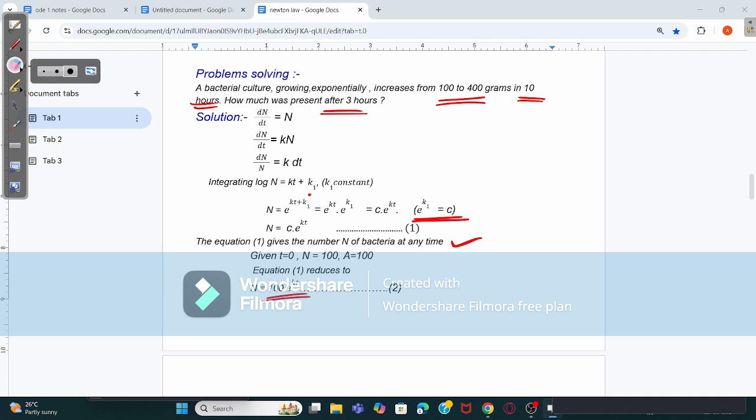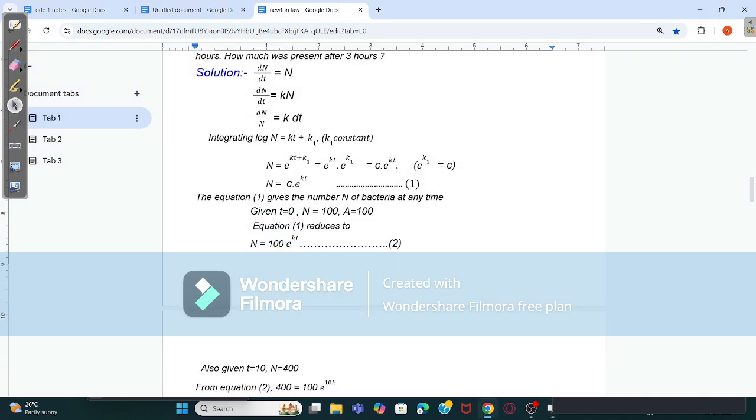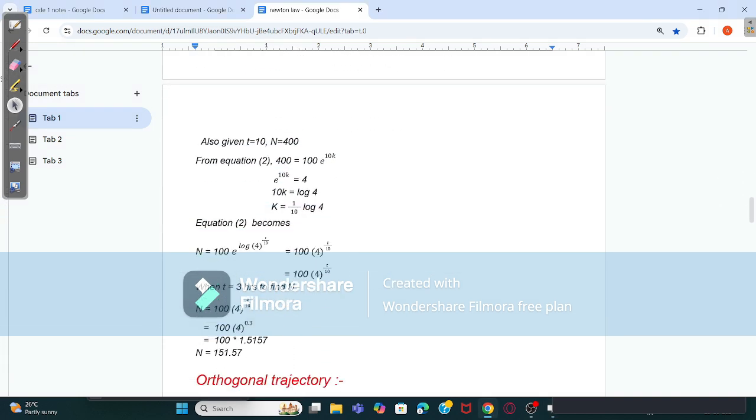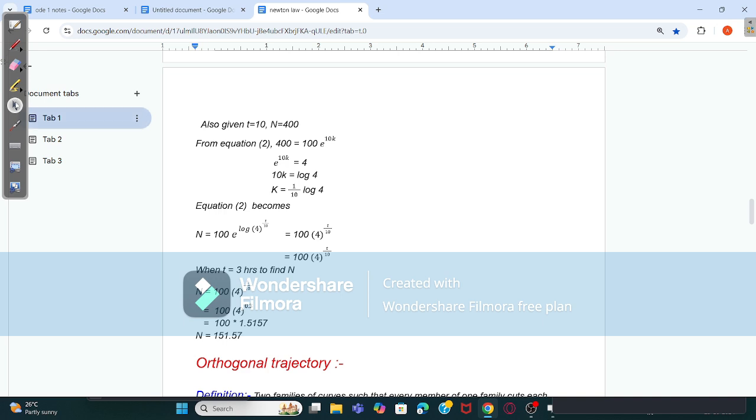This reduces to 100 e^(kt). Also, when t = 0, n = 400. When t = 10, n = 400. From equation 2, 400 = 100 e^(10k), so e^(10k) = 4, 10k = log 4, and k = (1/10) log 4.